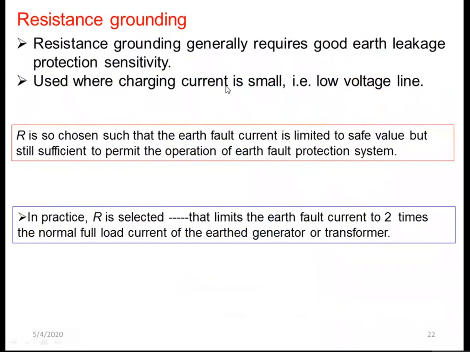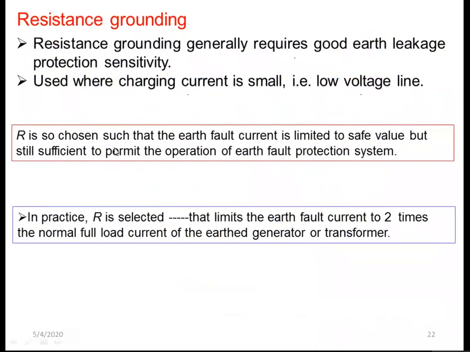We move to the next slide. So resistance grounding generally requires good earth leakage protection sensitivity, and normally we use it where the charging current is small, that is, mainly low voltage lines. The value of the resistance that we select should be such that the earth fault current is limited to a safe value. So as I said, we can have 2 ampere, 3 ampere or 5 ampere of allowable current flow for the case of line to ground fault current.